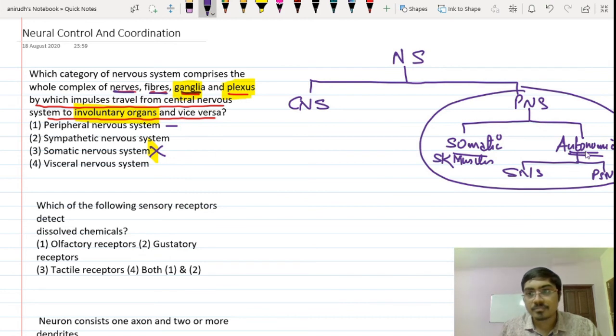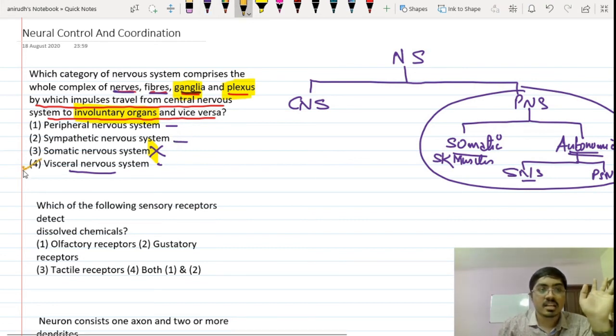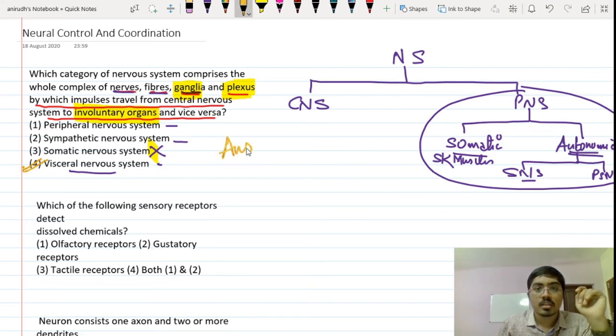Sympathetic nervous system: yes, this is the sympathetic nervous system as a part of the autonomic nervous system. This can be my answer. But they have given you the visceral nervous system. The visceral nervous system is the other name for the autonomic nervous system. So among these three options, among options 1, 2 and 3, the best option is the visceral nervous system. So I'll be marking option 4 as the correct choice over here.